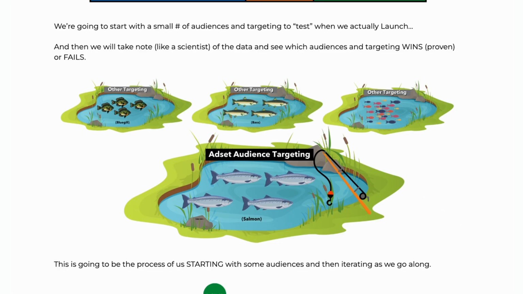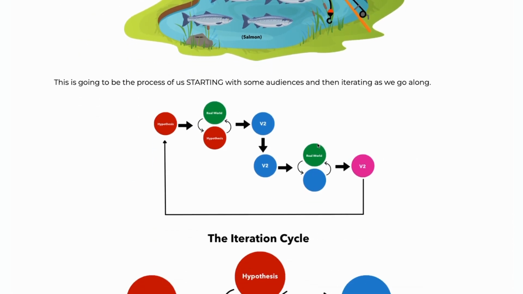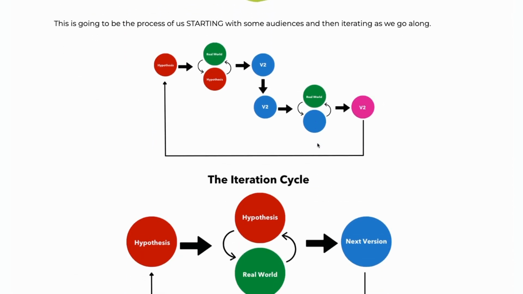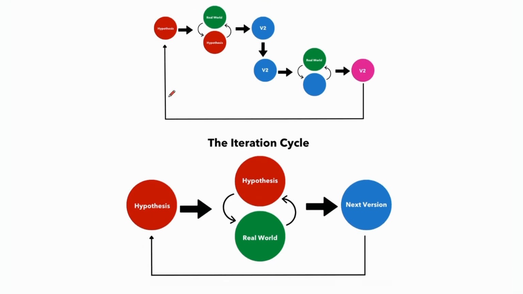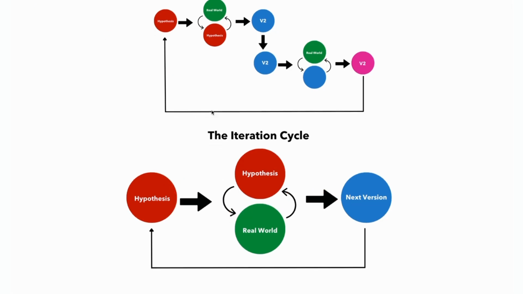And so this is going to be the process of us starting with some audiences and then really iterating as we go along here, right? So we've talked about this before. We have our hypothesis, okay? So we're going to say, cool, we have our hypothesis, which is this copy, which is this creative, and which is this targeting. And so what we've got to do is put ad spend behind it. We've got to put it into the real world. That way the hypothesis combines with the real world information that we collected, and that is what's going to create the next version, right? So that's the process right there. Then we've got version 2, then we go to version 3, XYZ, and we keep on going from there, okay?